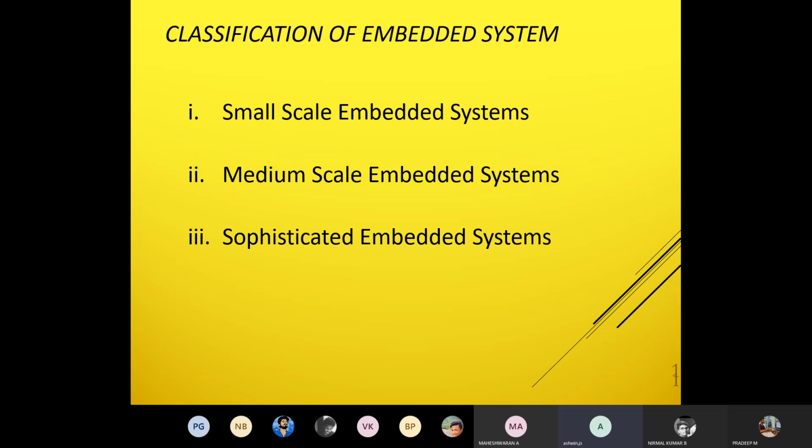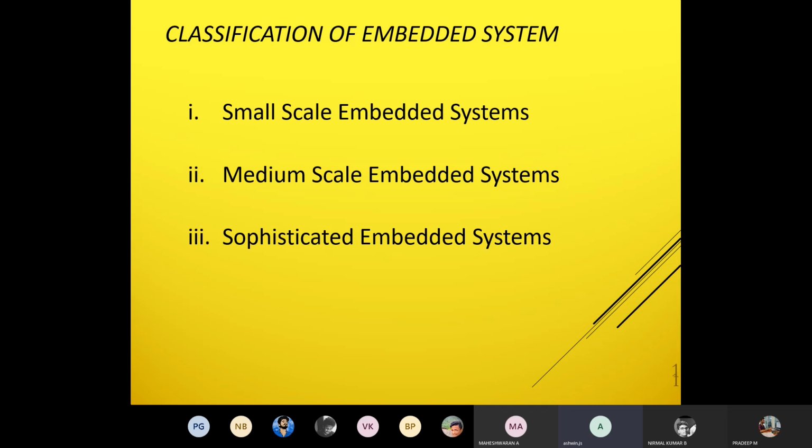Classifications are small scale, medium scale, and sophisticated embedded systems. Like I said, for small scale, they will use an 8-bit microprocessor, and not more than that, and the memory size will be very small. It will do small tasks. For example, the biometric, those are small scale embedded systems. And if you go for the medium scale embedded system, they may use 16-bit or 32-bit processors.